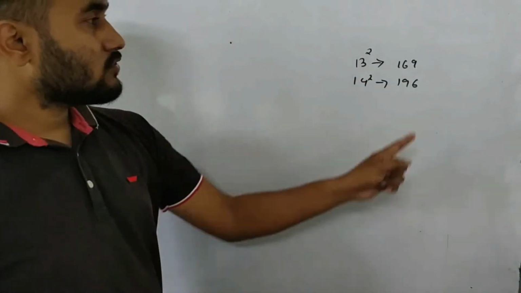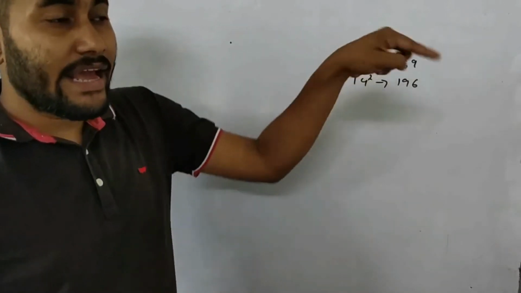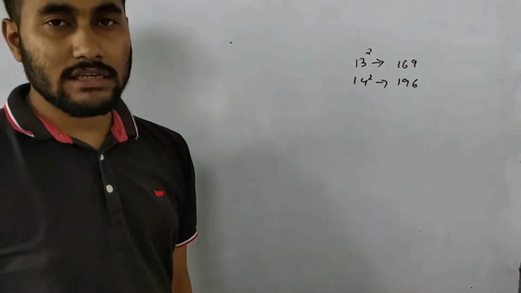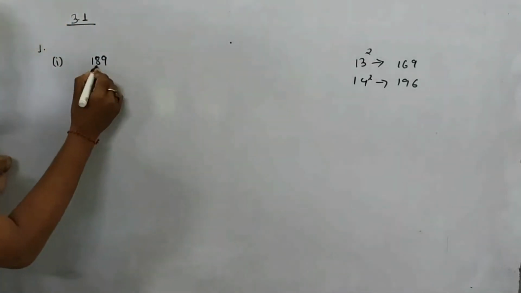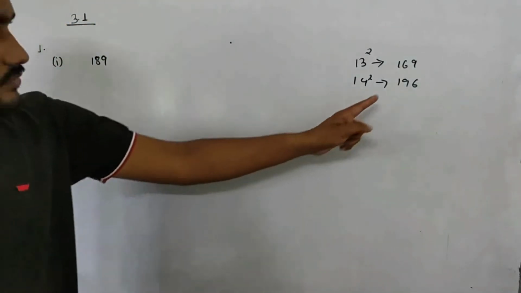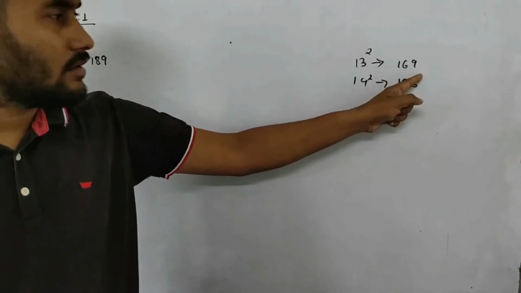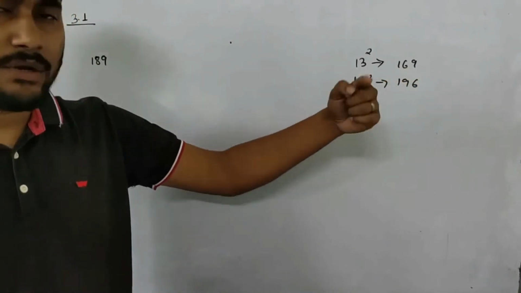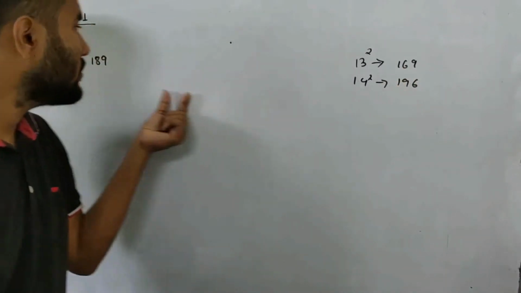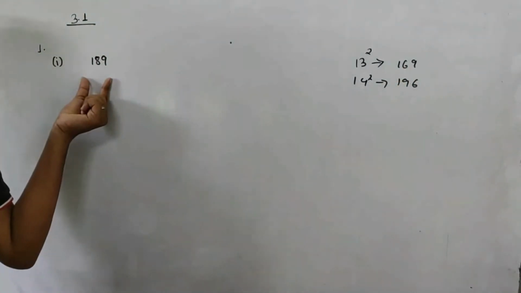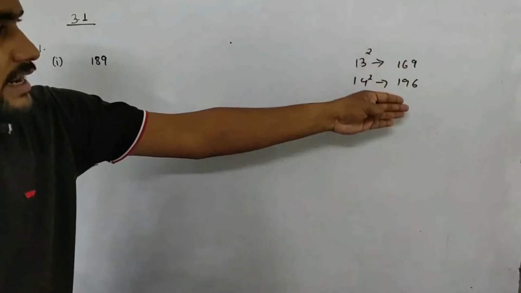Okay. So after 169, the next perfect square is 196. If you have memorized, then you can tell where 189 will stay. Between 169 and 196, 189 will stay, right? But is 189 there?